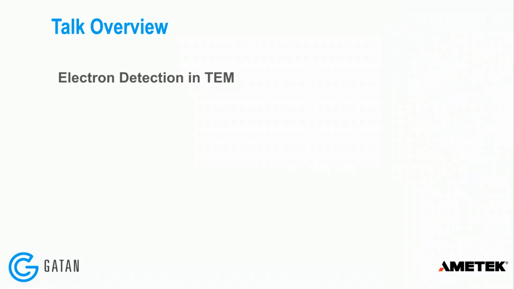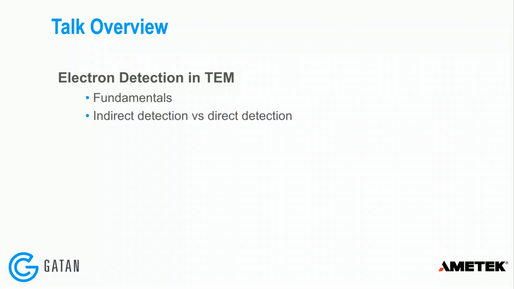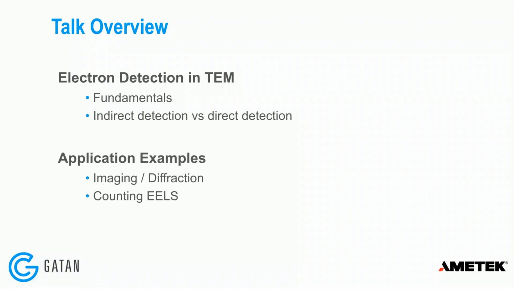So, overview of the talk, it's broadly split into two sections. We'll start off with electron detection in TEM, a few fundamentals, moving on to indirect detection versus direct detection. And then we'll end with some application examples. We'll start off with just a couple of imaging and diffraction examples, then moving on to counting EELS, high-speed mapping, and finally some low-loss analysis.